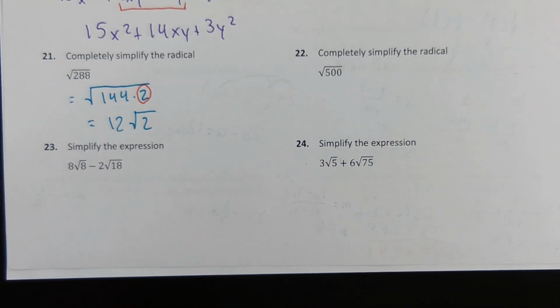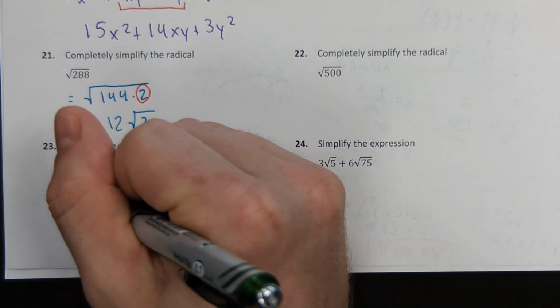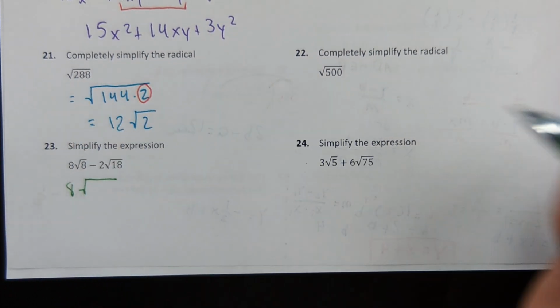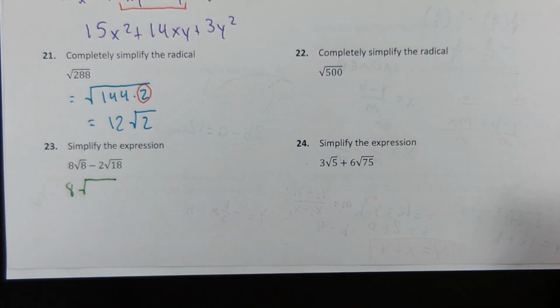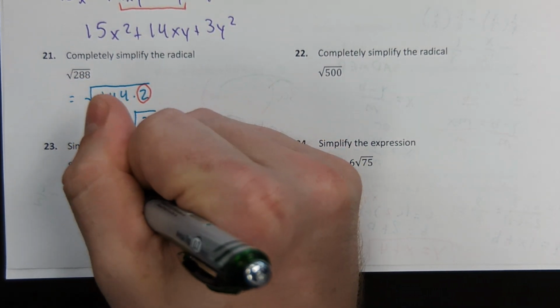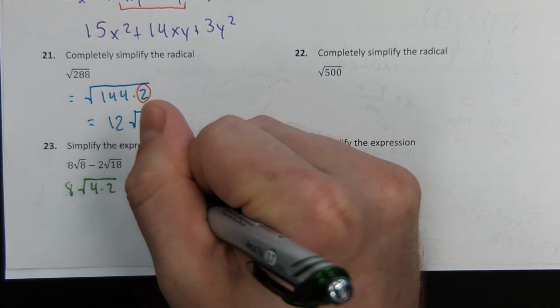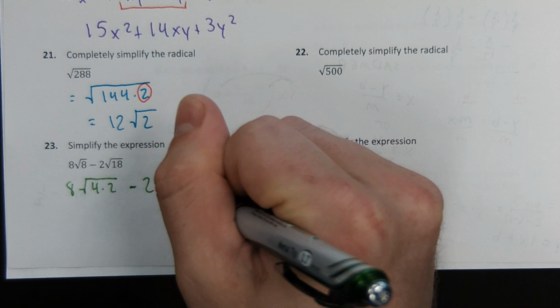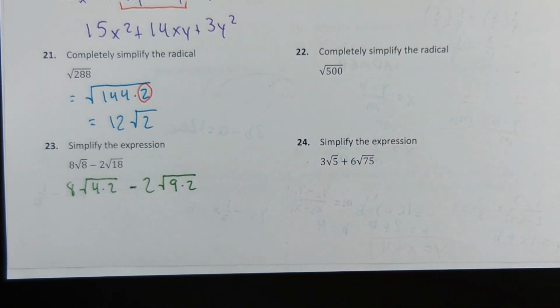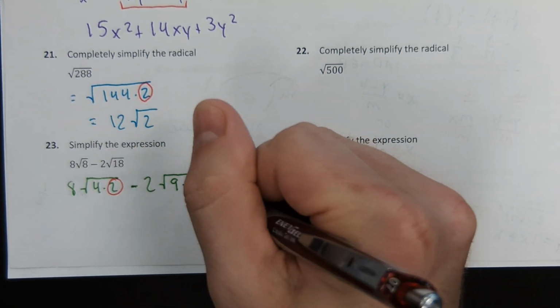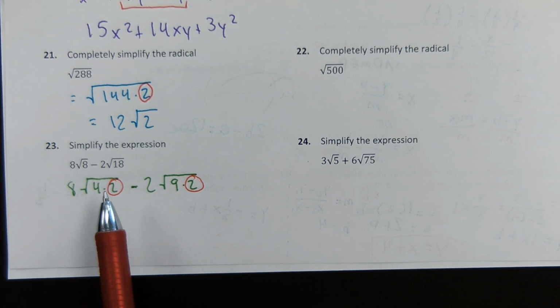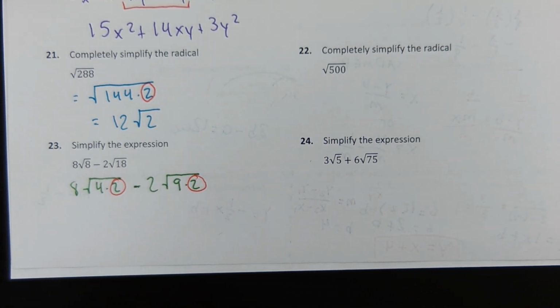So let's talk about this root 8 first. What perfect square can I divide 8 by? The answer is 4. 4 goes into 8 twice. And what perfect square can I divide 18 by? The answer is 9. 9 goes into it twice. This will be stuck. This will be stuck. Oh, look at that. They're both going to have a 2 under the radical. So when I'm finished simplifying, they will be like terms.